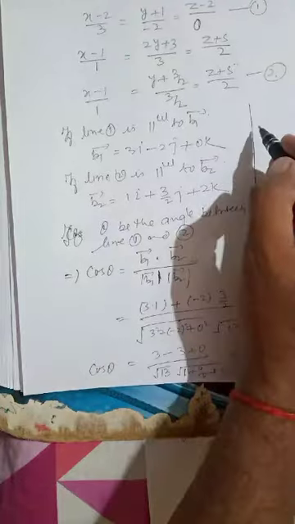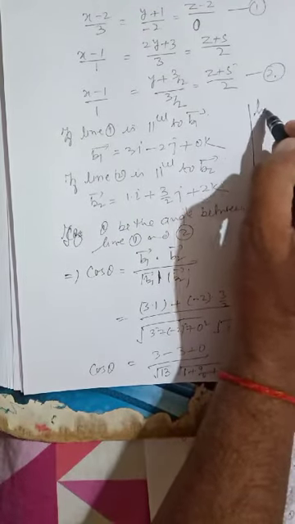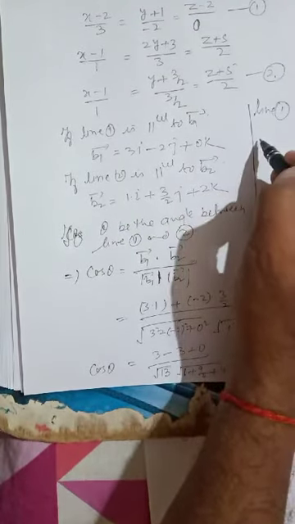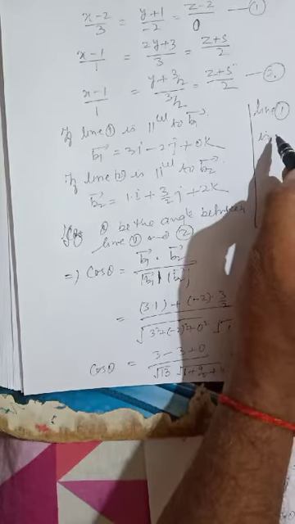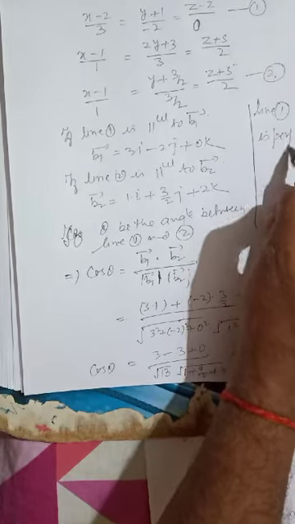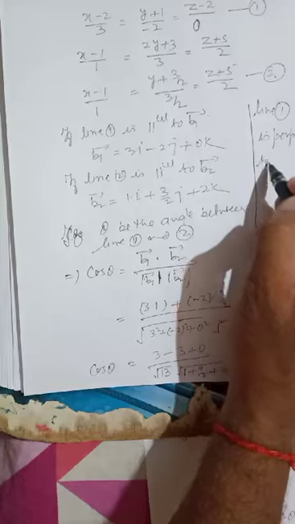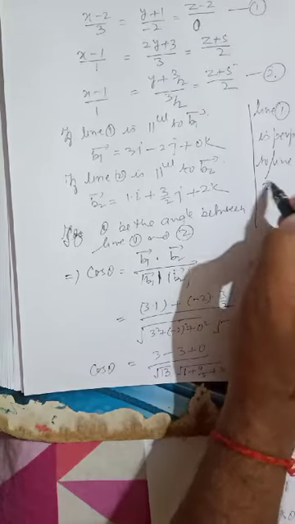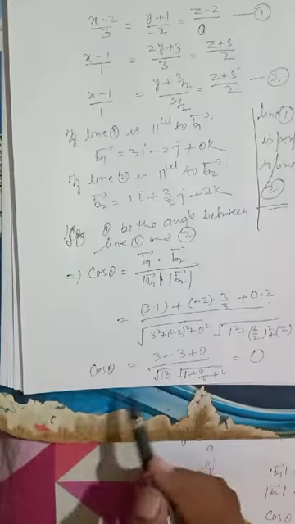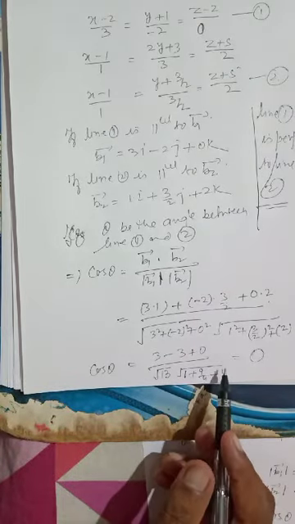So the result is line 1 is perpendicular to line 2. So these two lines 1 and 2 are perpendicular to each other because the value of cos theta is 0.